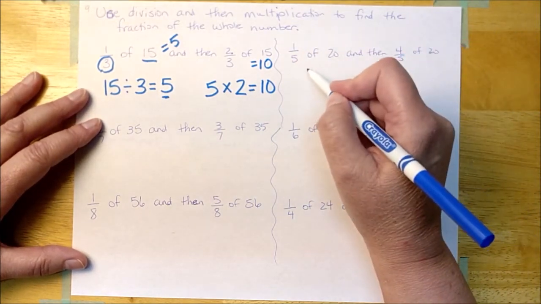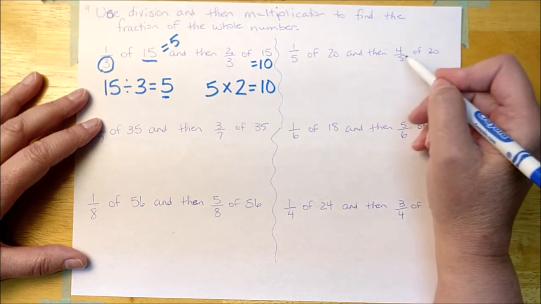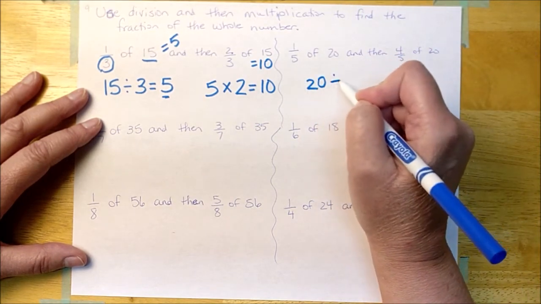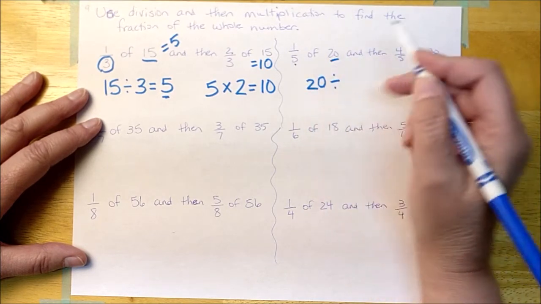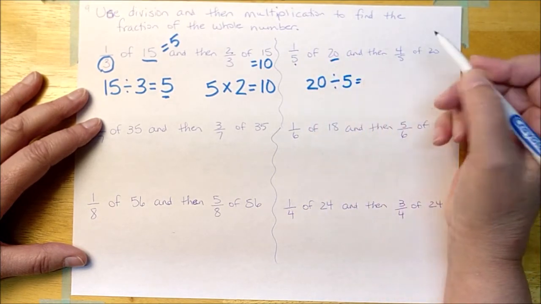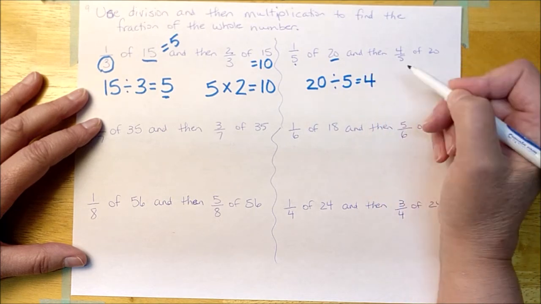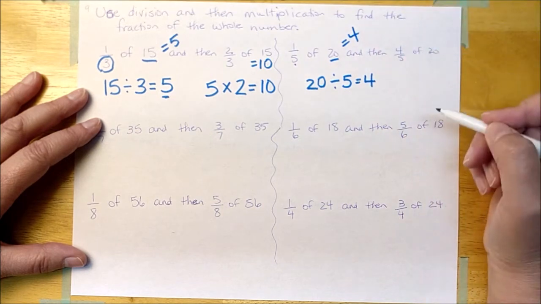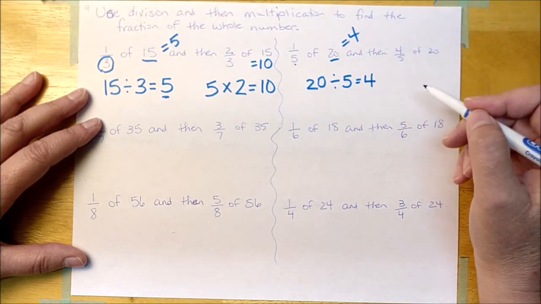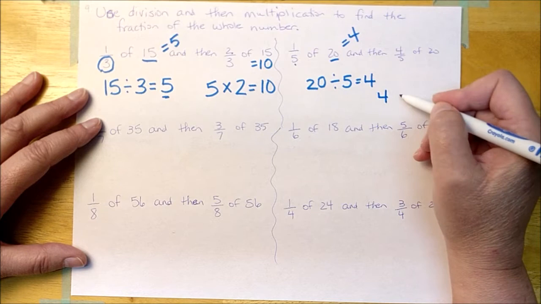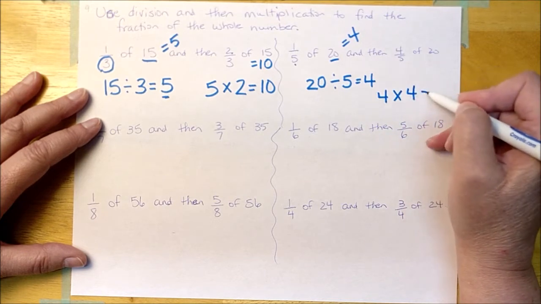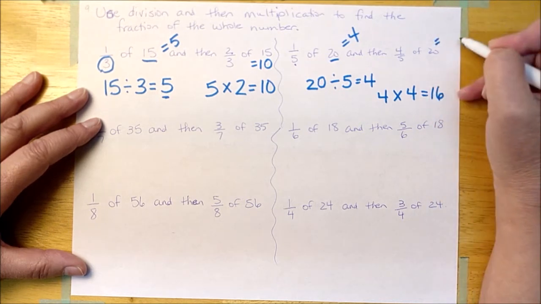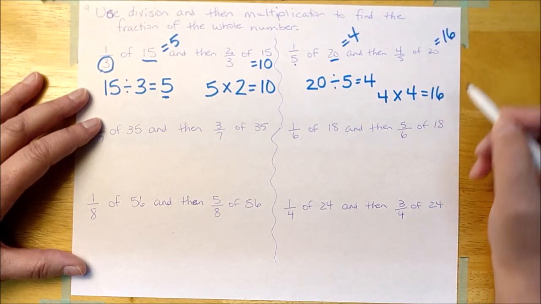Here we have 1/5 of 20 and then 4/5 of 20. So for my dividing, I need to start with 20 because I have 20 things. I have to put them into 5 groups. So 20 divided by 5 is 4. So if I'm going to have 1/5 of them, I'm going to have 4. But now it says I get to have 4 of those groups. So each group has 4, and I get 4 of them. So 4 times 4 is 16. So if I have 4/5 of 20, I'm getting 16.